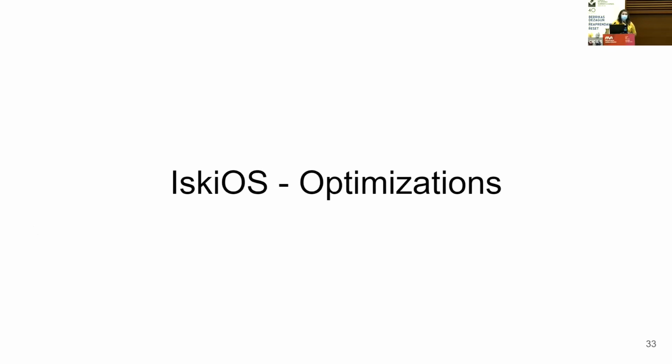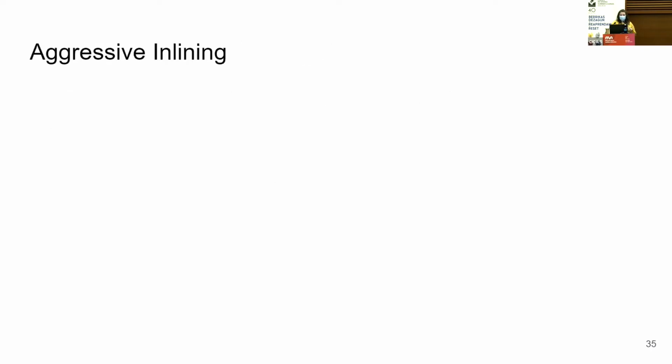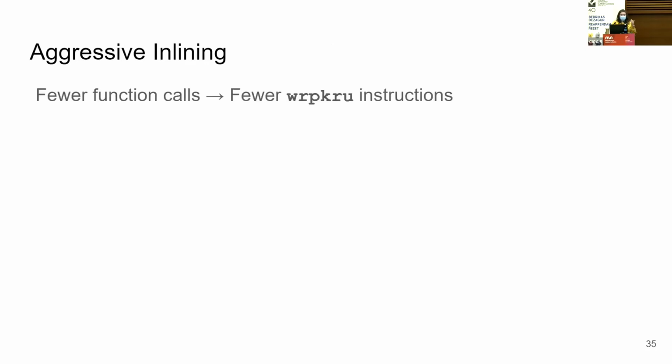IskiOS also explores some performance optimizations for the shadow stack, because write-protected shadow stacks exhibit high domain switching rates. In particular, they perform 2 switches per function call, which means 2 WRPKRU instructions in our case. That roughly amounts to 52 additional cycles for every function call. So one obvious optimization opportunity is that if we just have fewer function calls, then we have fewer WRPKRU instructions overall.